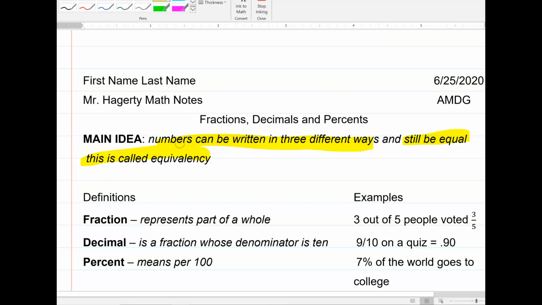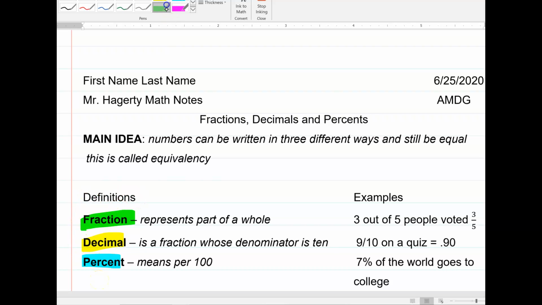This is called equivalency. So equivalency is when I can write a number in a different way and it still be equal to something. This is beautiful, right? This is the language of numbers. You can write stuff in a whole bunch of different ways and mean the same thing. Just like I can say something in English and it mean the same thing when I say it in Spanish. That's how numbers work. And the 3 different ways, we have fractions, we have decimals, and we have percents. So go ahead and write definitions, write fractions, decimals, and percents.